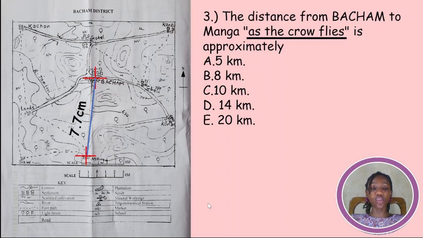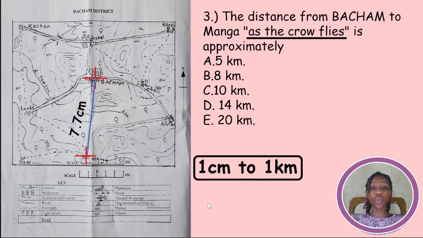Now take note of the difference in units. We measured in centimeters, but our options are in kilometers. And that's because what we measured is the map distance, the distance between two places on the map. But we need to find the actual ground distance, and for that, we need to convert it using our scale. So recall that our scale, as we saw in question 1, is 1 centimeter to 1 kilometer, or 1 ratio 100,000. Therefore, 7.7 centimeters is equal to 7.7 kilometers, and that is approximately option B.